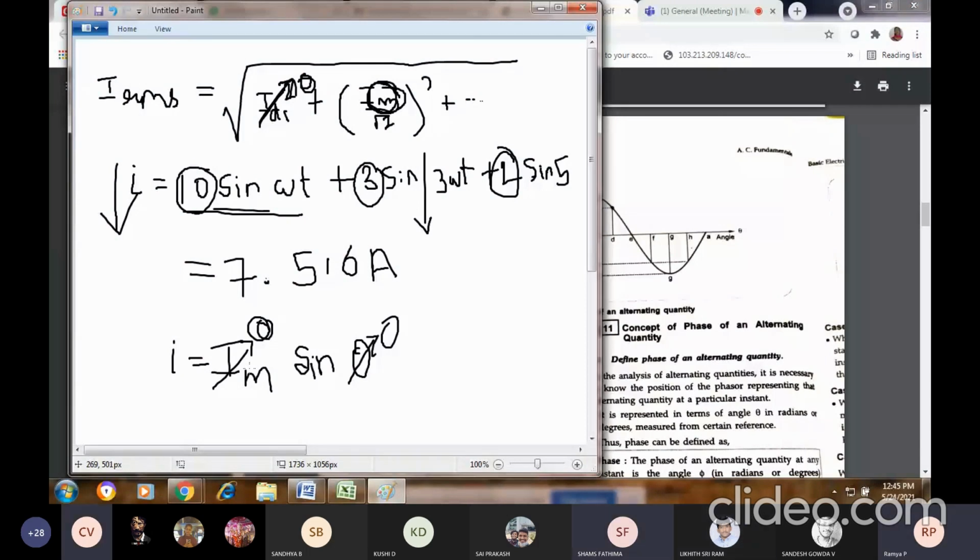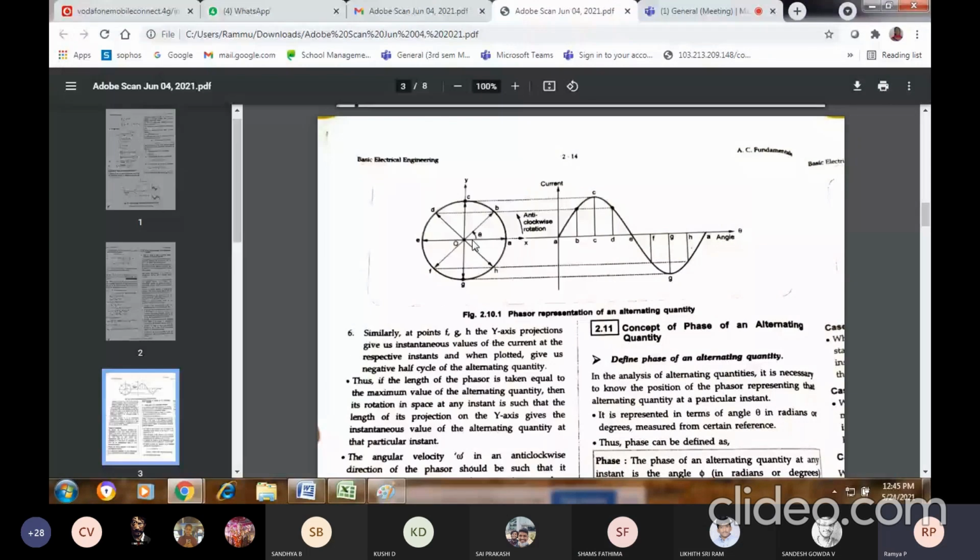Sin 90 is 1, right? So if sin 90 is 1, it means at point C, what is my current? It is the maximum current. And what is the angle here? Theta. If I'm varying from 0 in this particular direction, it will be 90 degree, right? It is 90 degree. So if I apply this in this formula, I is equal to Im.